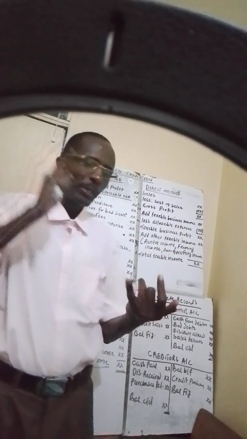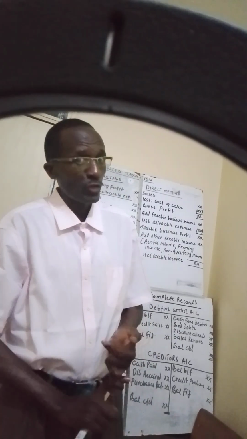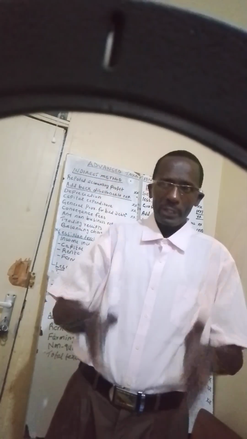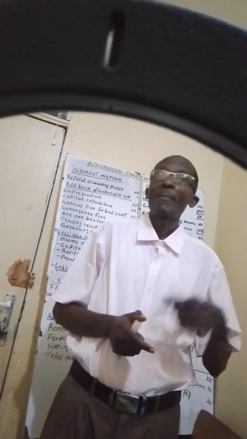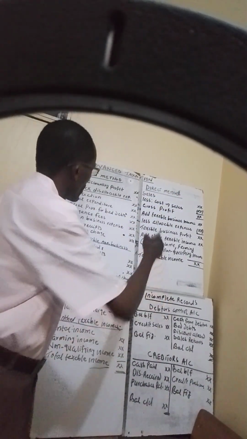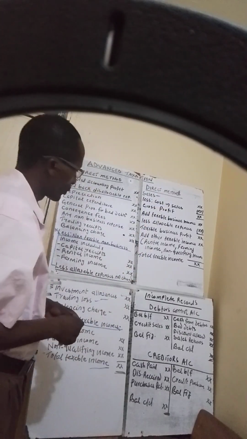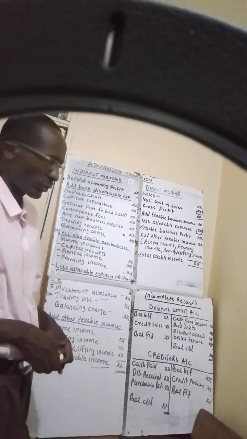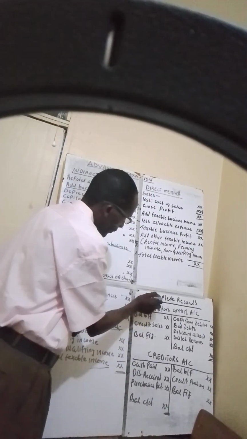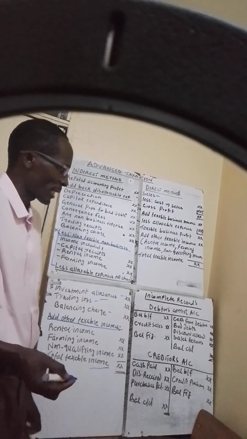Now here, be able to prepare the debtors control account as well as the creditors control account. The debtors control account will give you the sales figure, and then the creditors control account gives you the purchases figure. You need them here, the sales. Before I explain what is happening here in the direct method, you should come here and see incomplete records, for example, debtors control account.